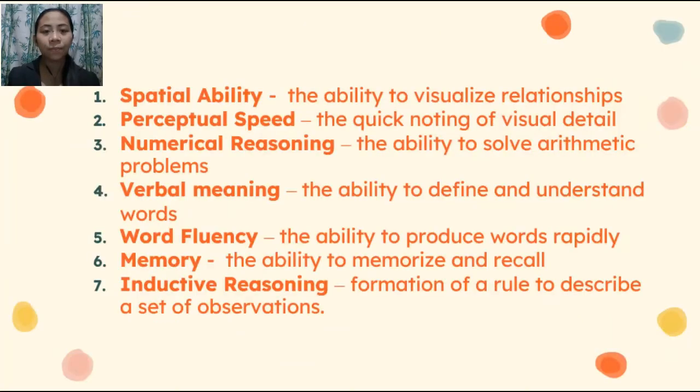Spatial ability is the ability to visualize relationships. Perceptual speed, the quick noting of visual detail. Numerical reasoning is the ability to solve arithmetic problems. Verbal meaning, the ability to define and understand words. Word fluency is the ability to produce words rapidly. Memory, the ability to memorize and recall. And inductive reasoning is formation of a rule to describe a set of observations.